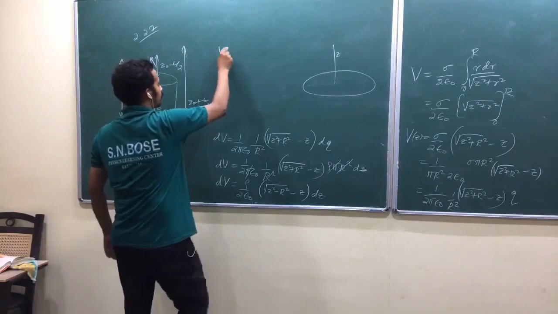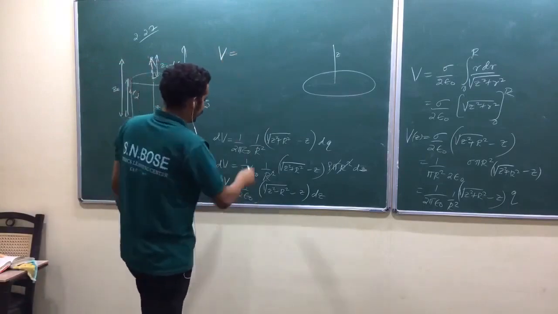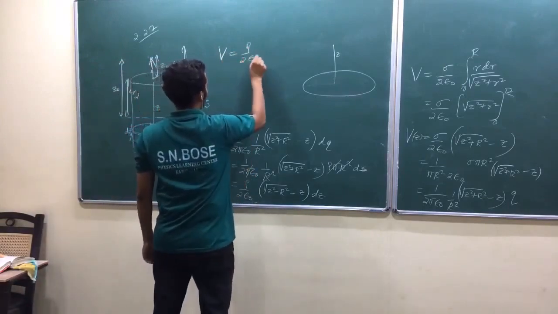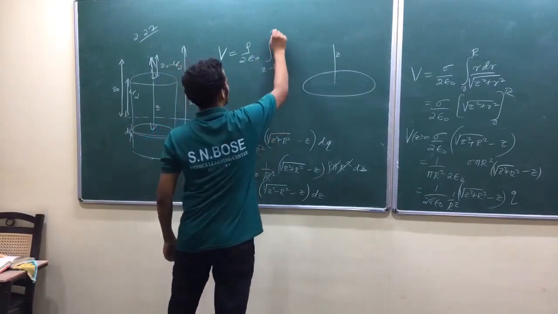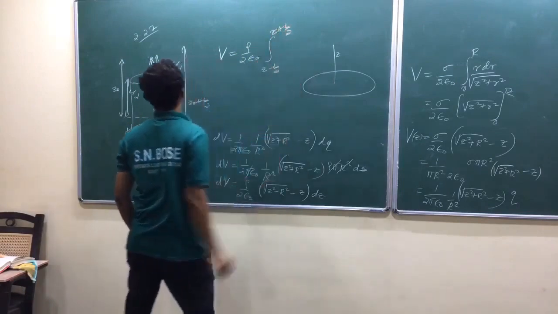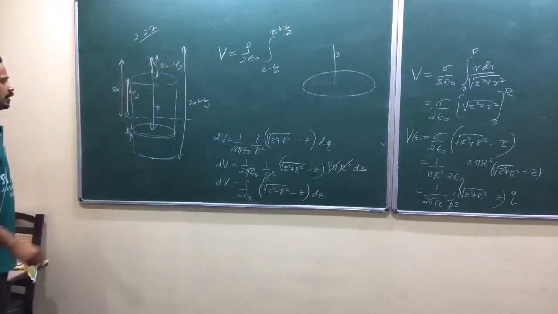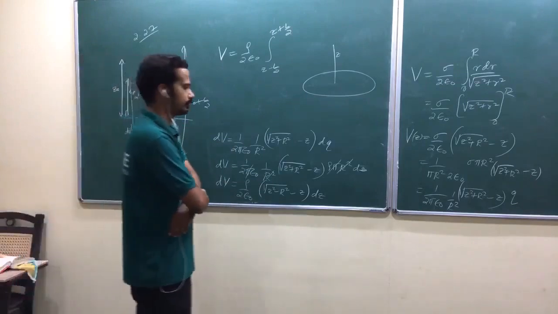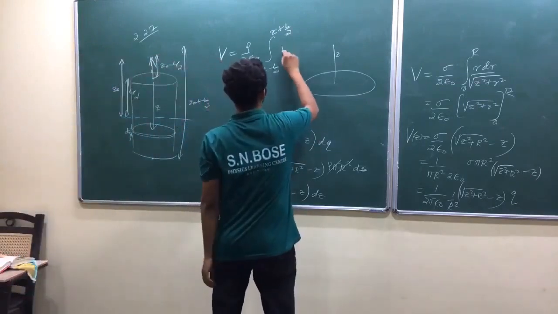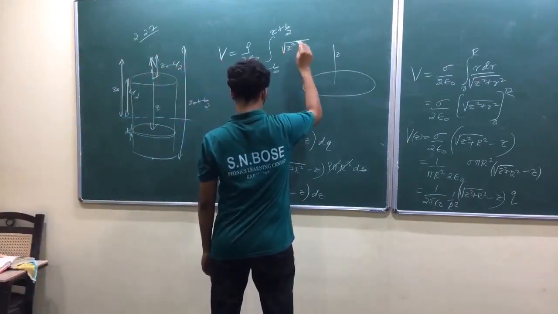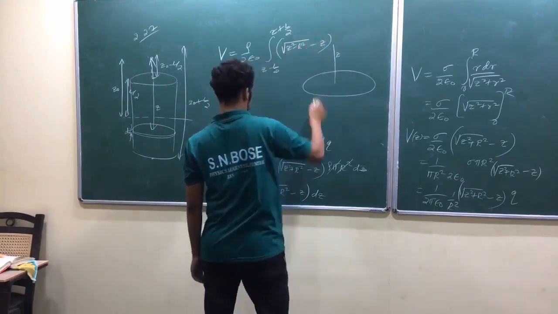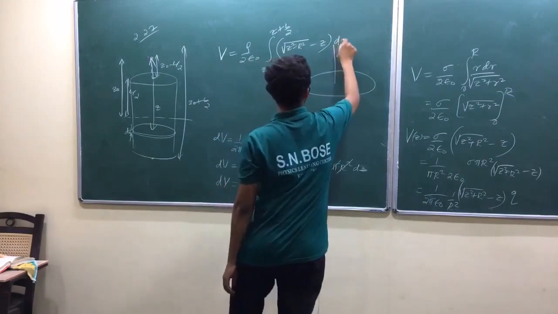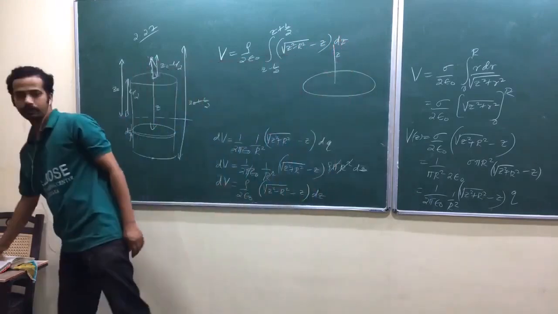So that's why your potential is rho by 2 epsilon naught, integral of Z minus L by 2 to Z plus L by 2, of root of Z square plus R square minus Z, dz. Check it out. You have the solution manual.